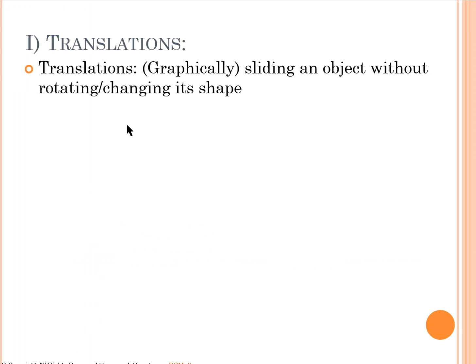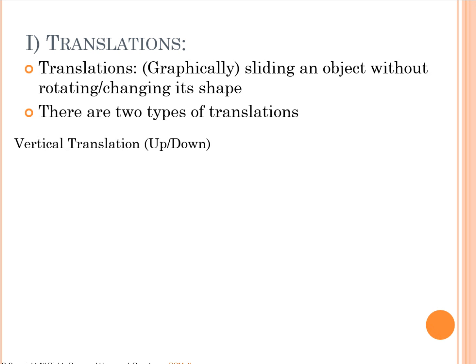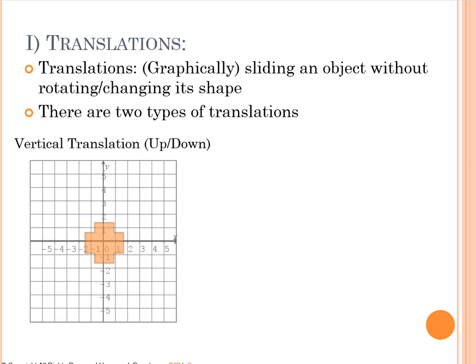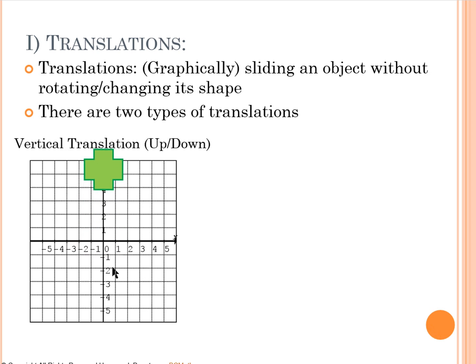Translations. Graphically, this is when you are moving an object without rotating or changing its shape. For translations, we have two types. We have a vertical translation. Vertical translation basically means the object is moving up or down. If you take a look at my diagram right here, you'll notice that this green object is moving up or down, which represents a vertical translation.